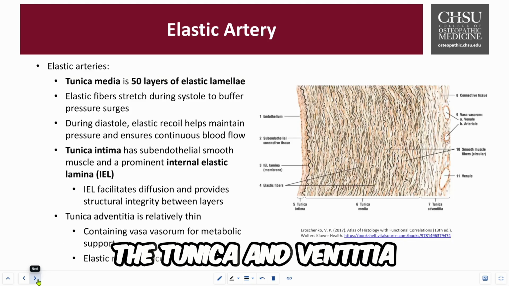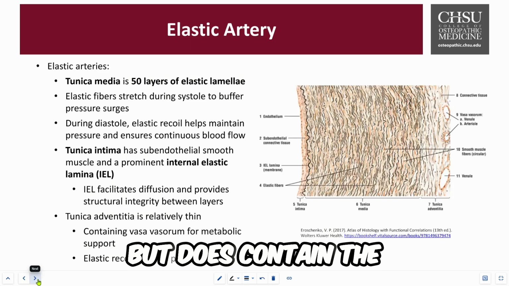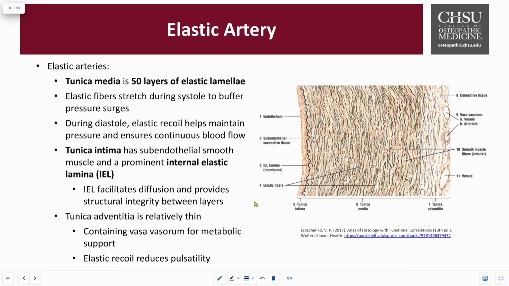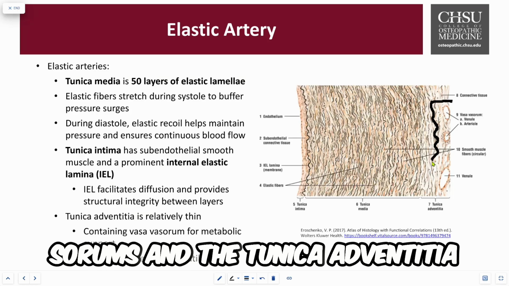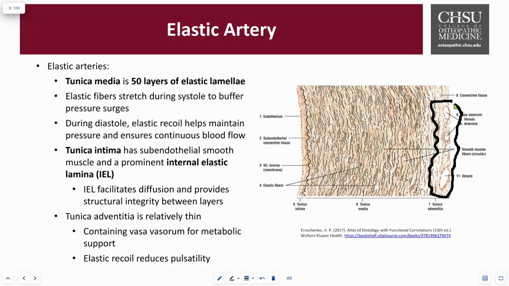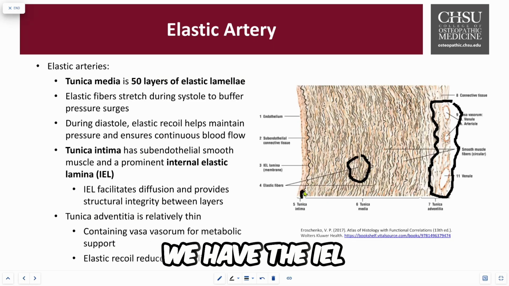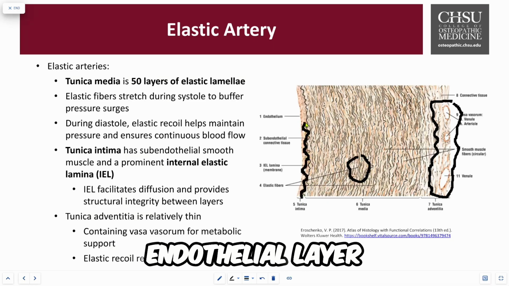You can see that the tunica adventitia is relatively thin, but does contain the vasa vasorum throughout. Over here are the vasa vasorum in the tunica adventitia. And over here you can see the elastic fibers. And then over here we have the IEL layer right at the endothelial layer.